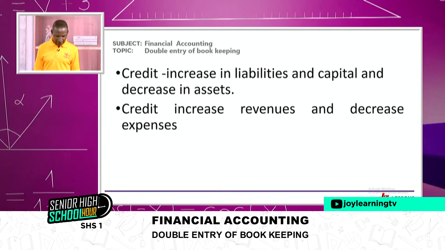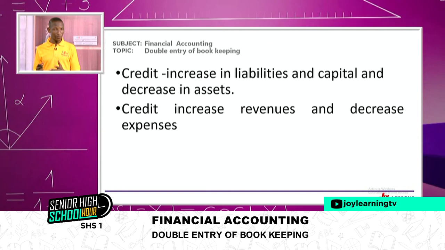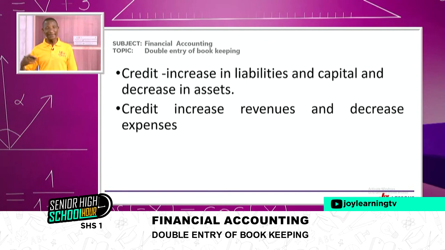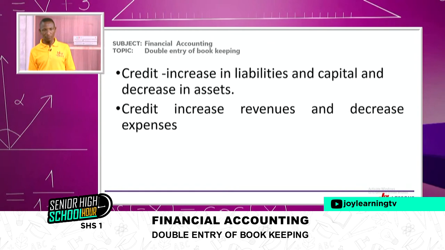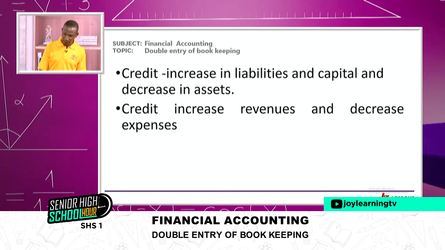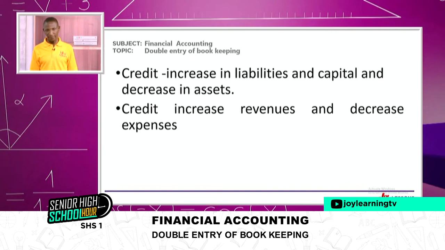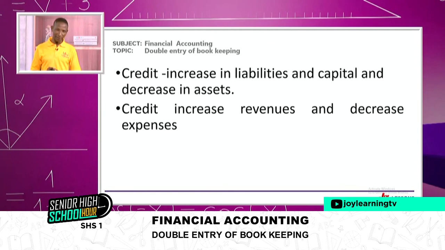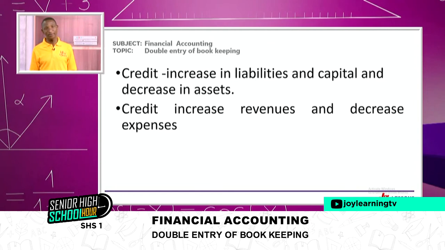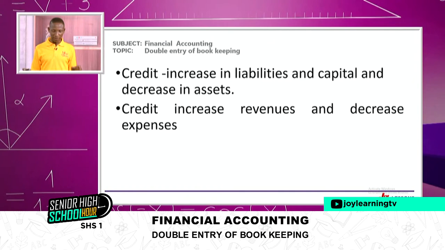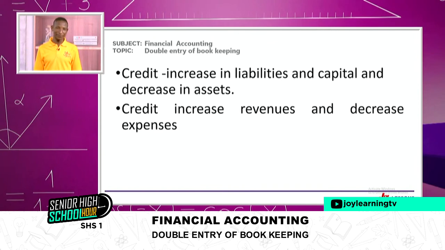So again, credit increase in revenues. If revenues have a credit balance and they are increasing, you are adding up, so you credit. Credit increase in revenue and decrease in expense. Expenses have a debit balance, so when they are decreasing, you do the opposite by crediting. So get these rules, especially the balances that the accounts have.